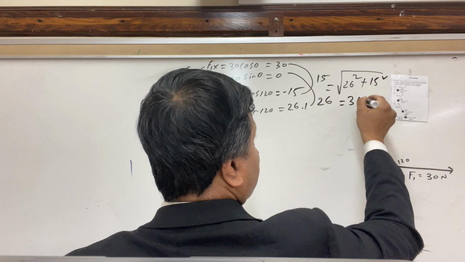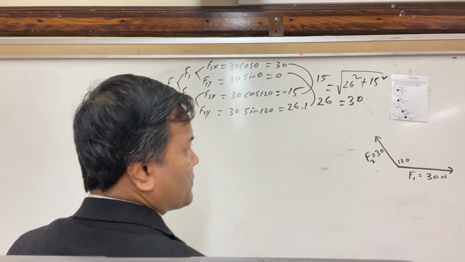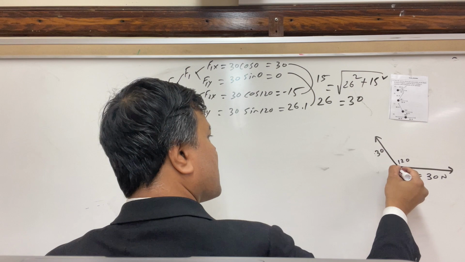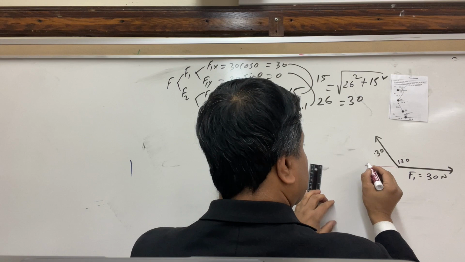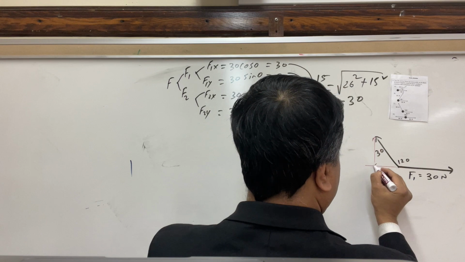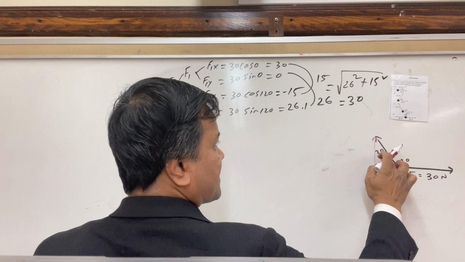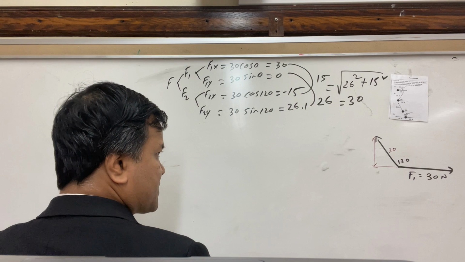All right, now let me explain how that happened. Let's erase this. We know that this is 30. This one has two components, the x component and the y component. If this is 120, let's put 30 over here. Over here, if this is 120, this must be 60.